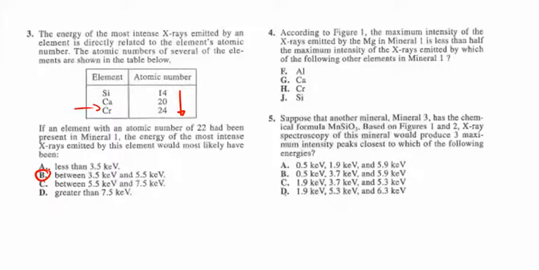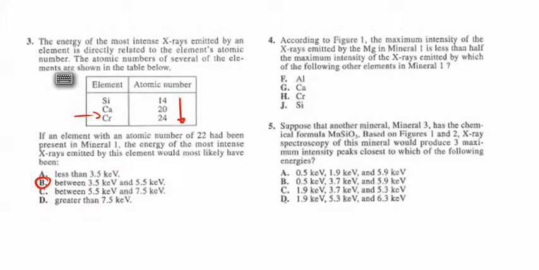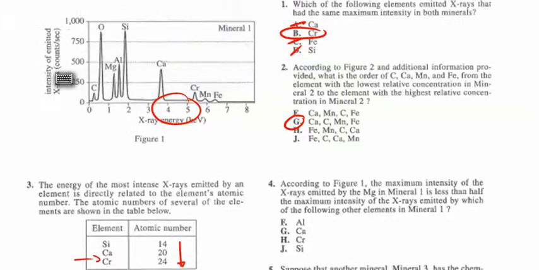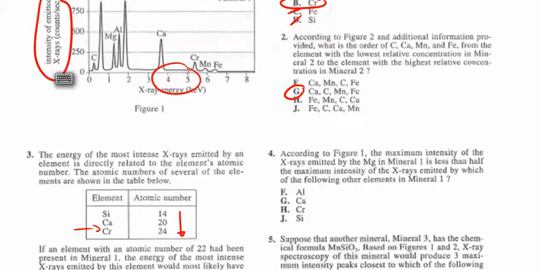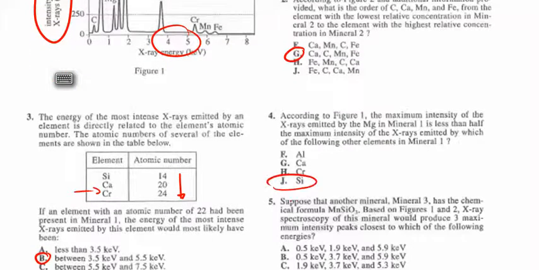According to figure 1, the maximum intensity of the X-rays emitted by Mg is less than half of what in mineral 1? So intensity, we're back to intensity. And we're talking about Mg, and that's here. It is less than half the maximum intensity. Looking at Si or O. And fortunately, they only have Si in there.